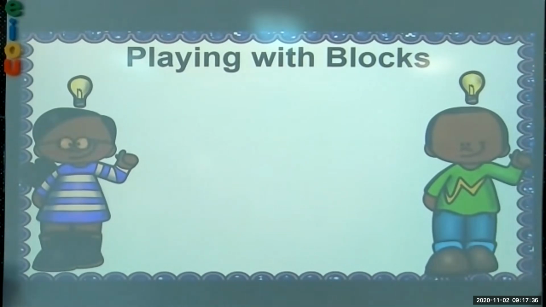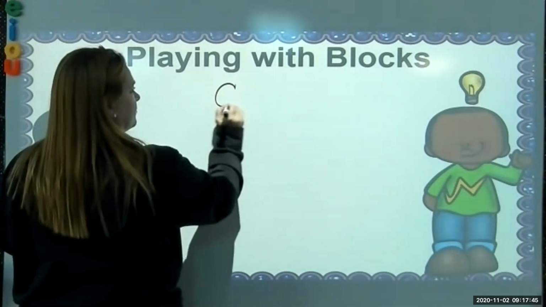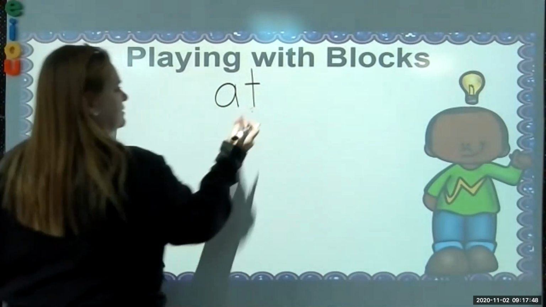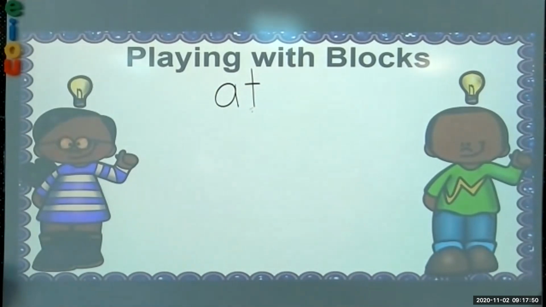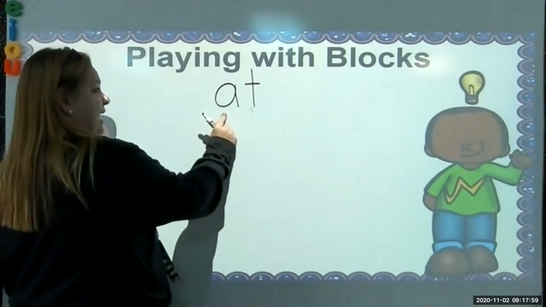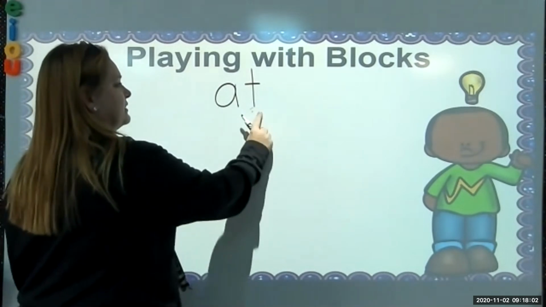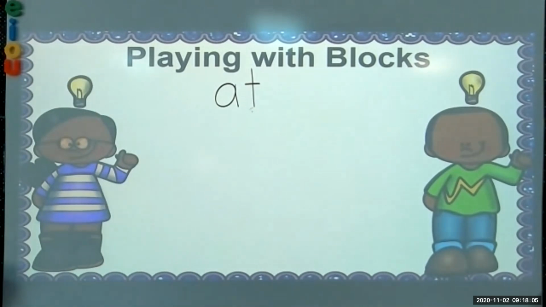we are going to start today with the sound at. Okay, so I have the sound at. How many sounds do you hear in the sound at? At. I hear two sounds, a and t, at. Good. All right, so what is the vowel sound in at? It is the a part of that sound. A is the vowel sound.